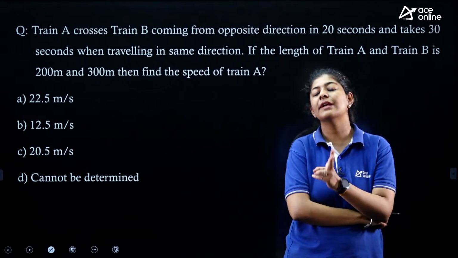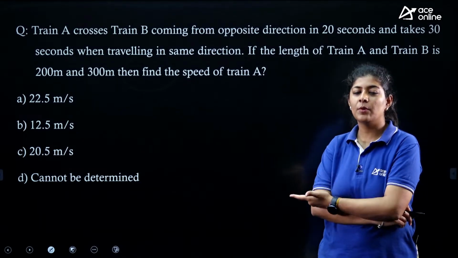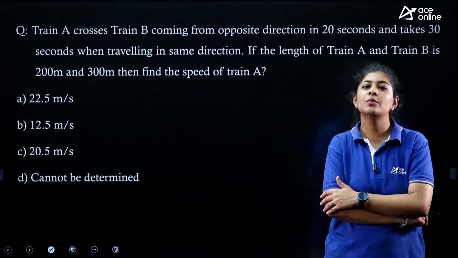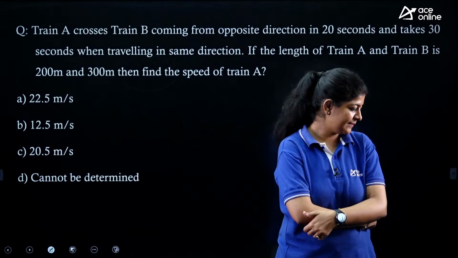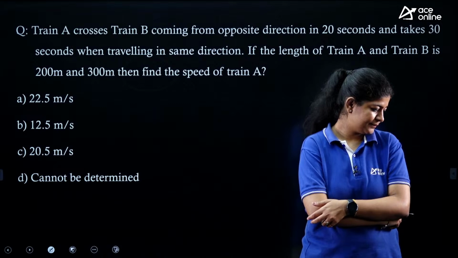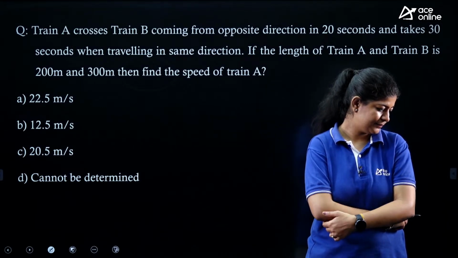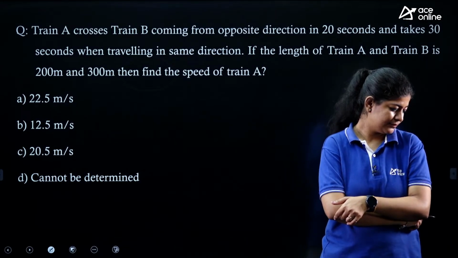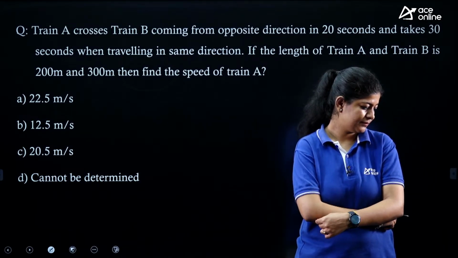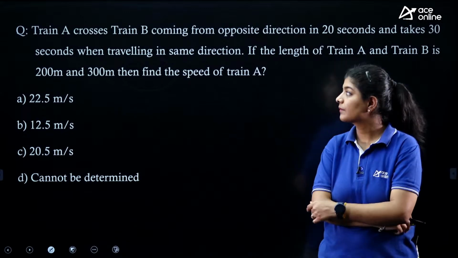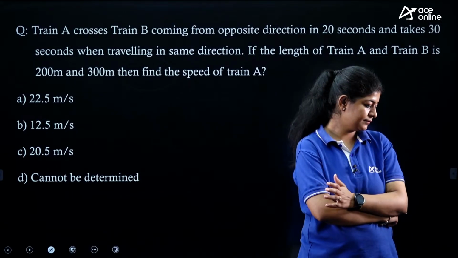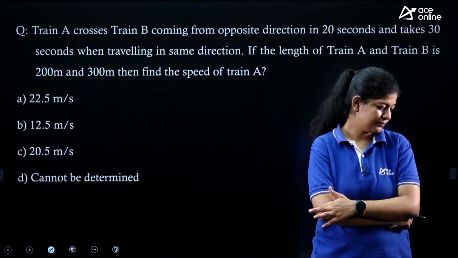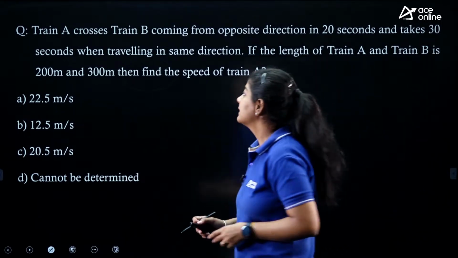You just simply need to create two equations. One is for the opposite direction and one is for the same direction. And you are having two equations, two variables, you can easily get the answers. Option number C, let's see.